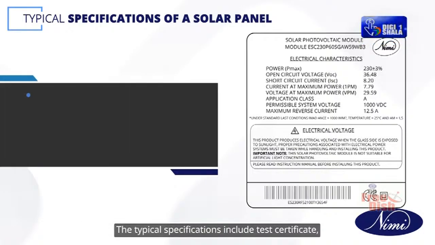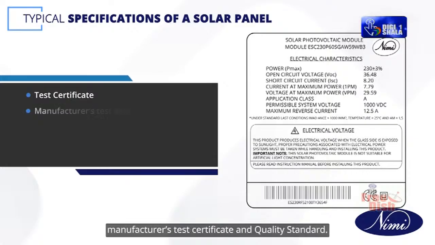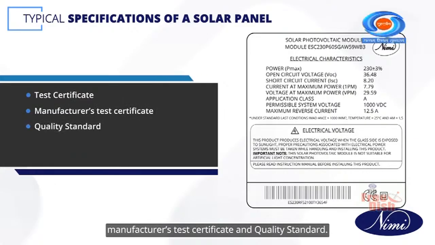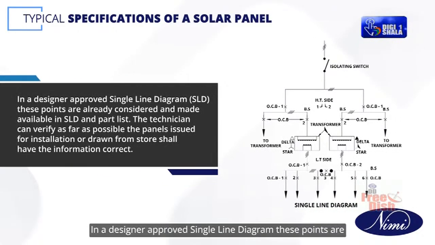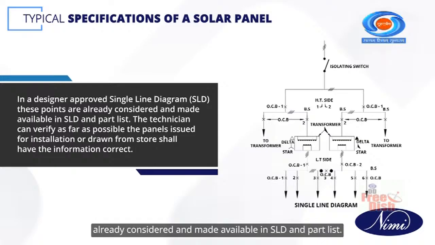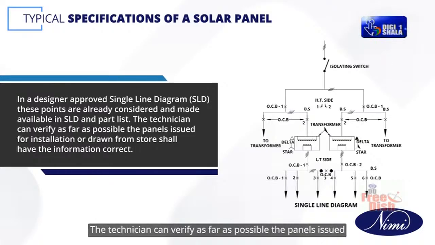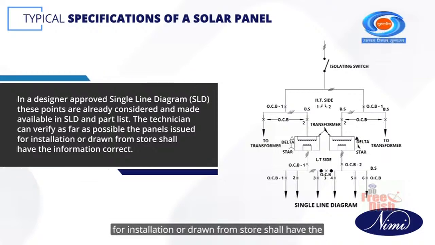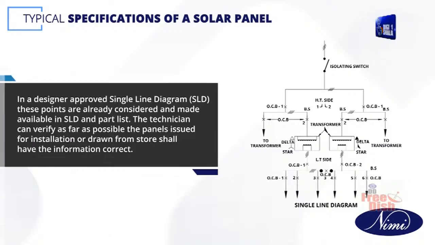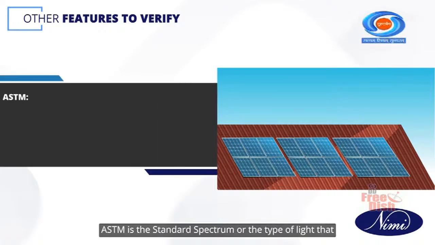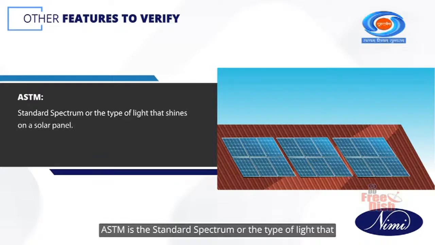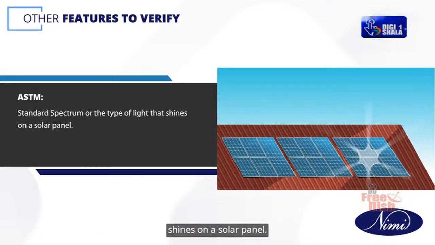The typical specifications include the test certificate, manufacturer's test certificate and quality standard. Backside of the solar panel. In a designer approved single line diagram, these points are already considered and made available in the SLD and part list. The technician can verify as far as possible that the panels issued for installation or drawn from store have the correct information. Let us see the other features to be verified in the solar panel. ASTM is the standard spectrum or the type of light that shines on a solar panel.